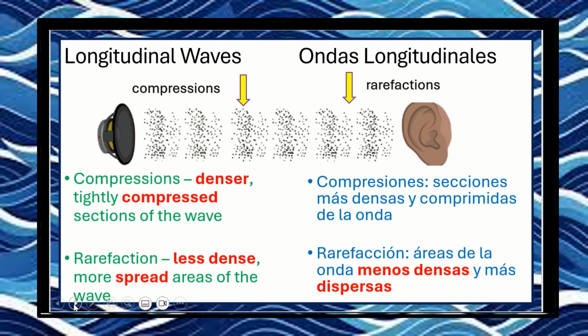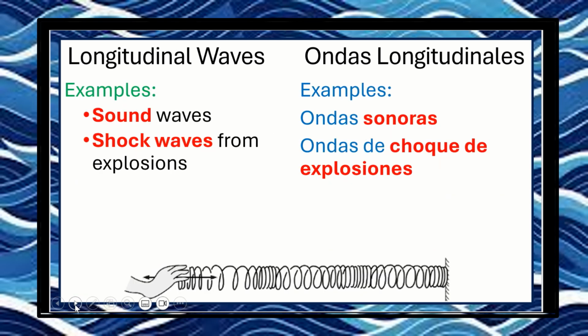Compressions are denser, more tightly packed, compressed sections of a wave. And here's a compression in a sound wave here. Okay, and rarefactions are less dense, more spread out areas of the wave. So where the particles are not packed so tightly together. Longitudinal waves, some examples would be sound or shock waves from an explosion.